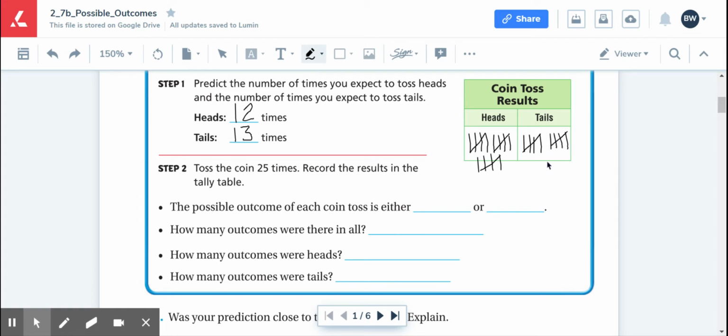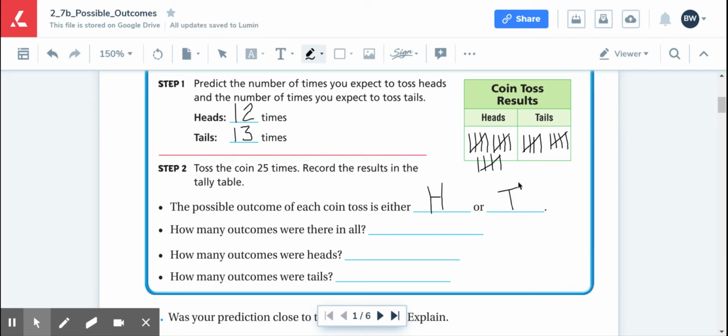Now, am I going to change my prediction? No, because I think I did pretty well and I was pretty close. So if we answer these, it says the possible outcome of each coin toss is either, well, you can only get heads or tails. So I'm going to put an H for heads and a T for tails.